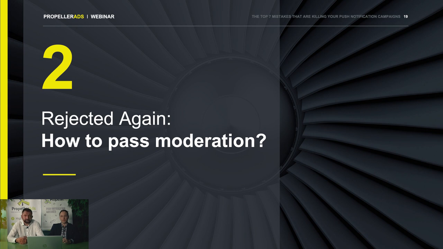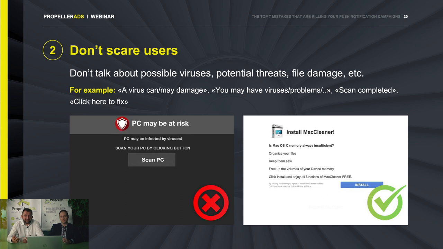Every traffic source has its own rules for running ads, and Propeller is not an exemption. We have our own database of more than 300 million users, and we are doing our very best to protect them from low quality and misleading ads. To start with, we do not allow scaring users into doing something. This is especially relevant for promotions of utilities and software. Messages like "you may have a virus, possible threat, your phone can explode" are not allowed on our network. There are other compliant ways to promote these products.